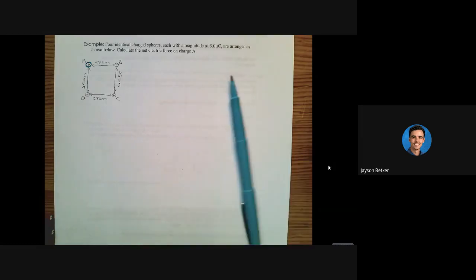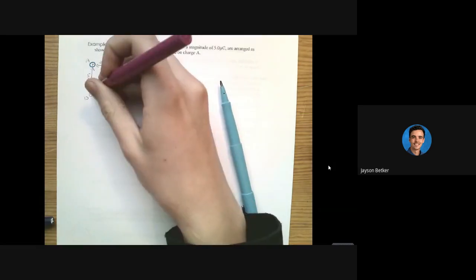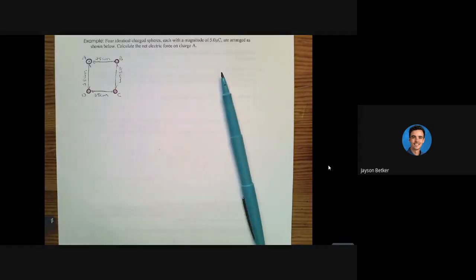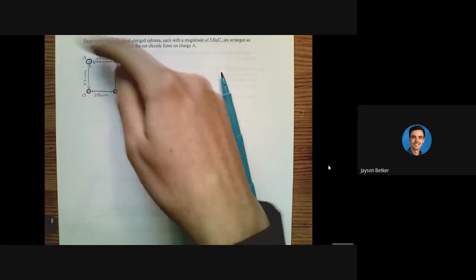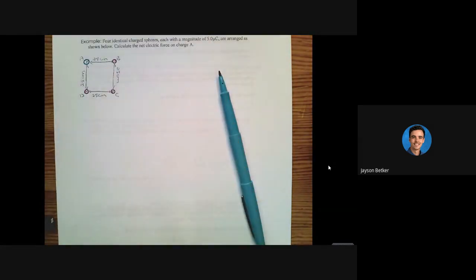Now, what we do in a scenario like this is we basically just fix the other 3 in place. So these 3 charges here do not move. They stay where they are. And then what is going to happen to A? Is it going to shoot off this way? Is it going to go this way? Is it going to go down this way? That's your job to figure out.